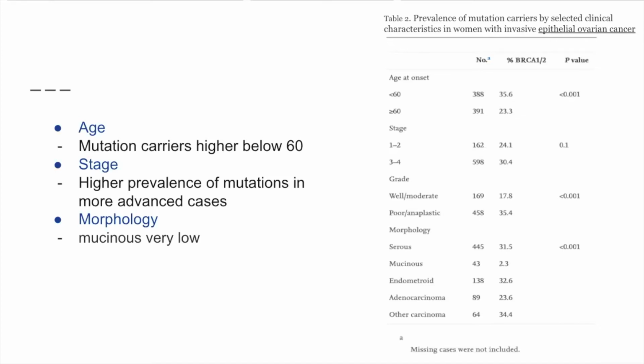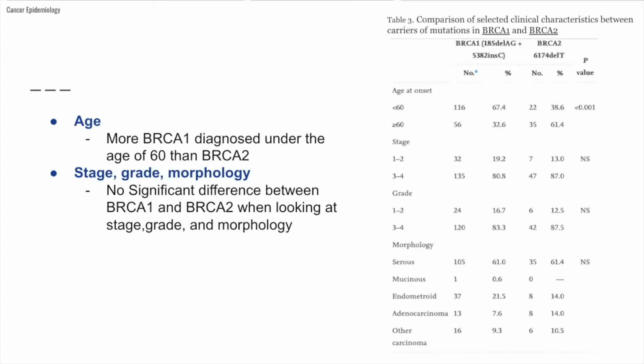And this table shows mutation by age, with mutation carriers higher below 60, and then stage, with higher prevalence of mutations in more advanced cases, and morphology. Mucinous was very low. And then this is just comparing BRCA1 and BRCA2 in the study. And they found for age, more BRCA1 diagnosed under the age of 60 than BRCA2. And for stage, grade, and morphology, there is no significant difference between BRCA1 and BRCA2.